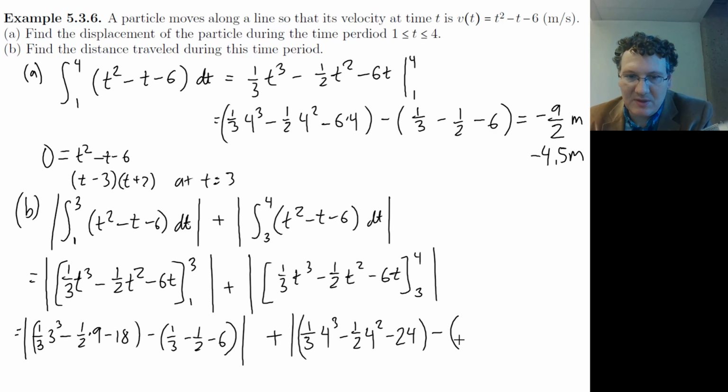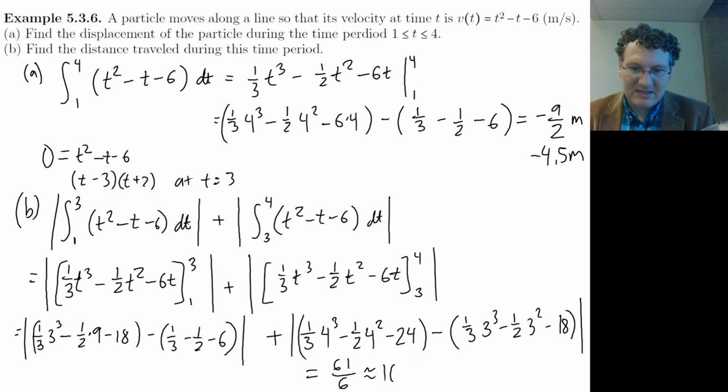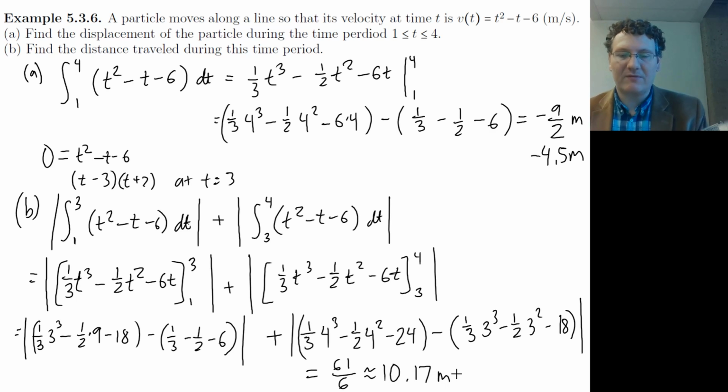And they do the difference between that and 1/3 times 3 cubed minus 1/2 times 3 squared minus 18. Okay, absolute value of that. I'm not going to bore you with all the details. You work this out and you'll get 61/6, which comes to about 10.17 meters, roughly. So the total distance traveled as this thing started.